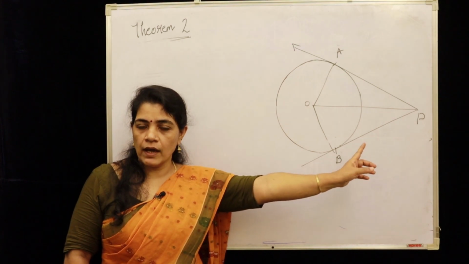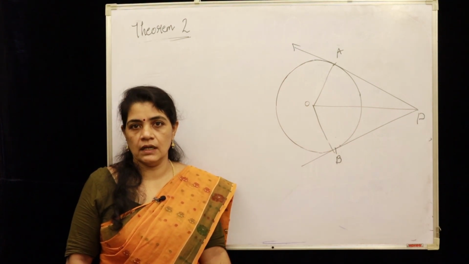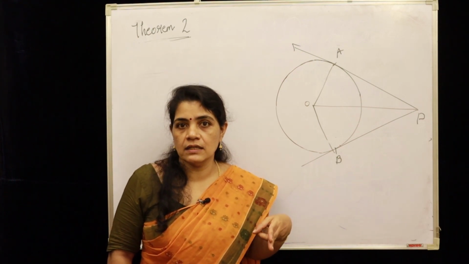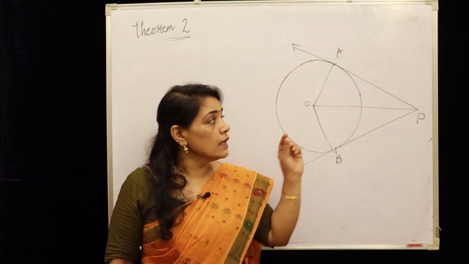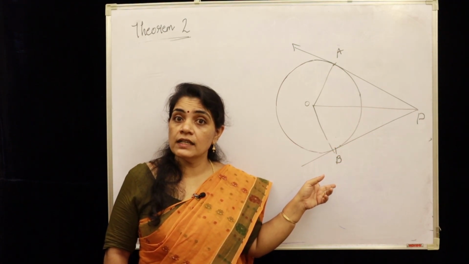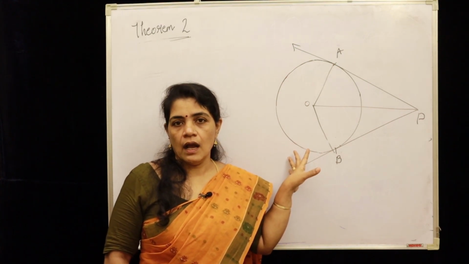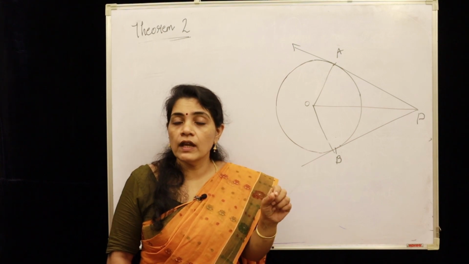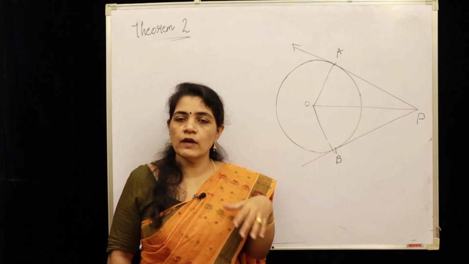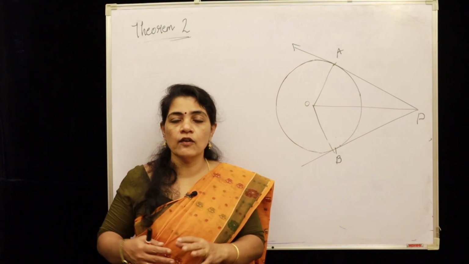Now I am marking a point P which is lying outside the circle. So how many tangents can be drawn? 2 tangents. And here the tangents are PA and PB. The lengths of tangents drawn from the external point to a circle are equal. So what we have to prove? PA equal to PB.